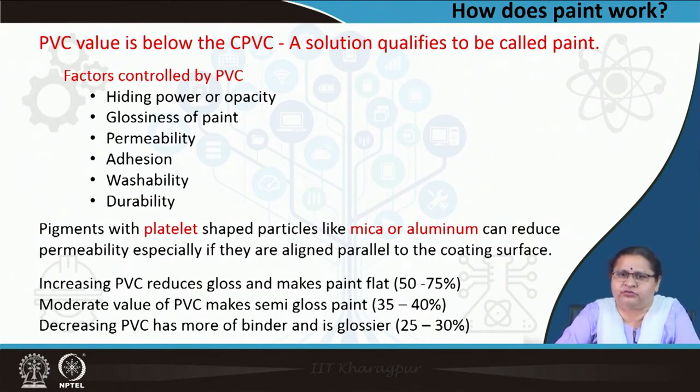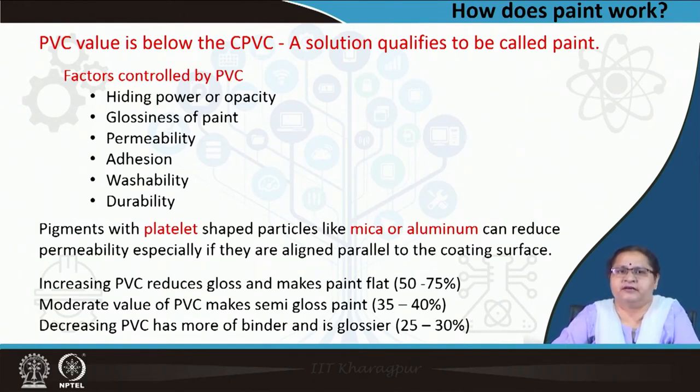The flat finish will have more of base in it and less of binder in it. The gloss finish will have more of binder in it and less of pigment in it. It also controls permeability, adhesion, washability, durability. I have listed it for you. But basically, we have to know whether a paint is glossy or flat. A flat paint is more durable because it is having more of base in it.